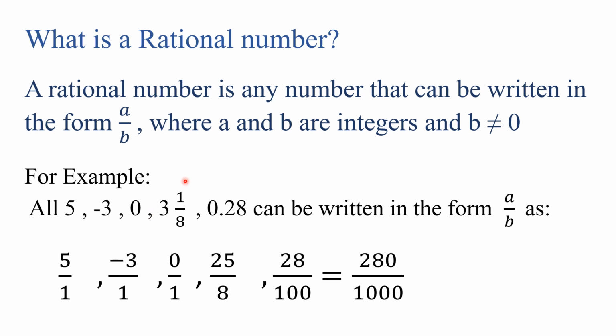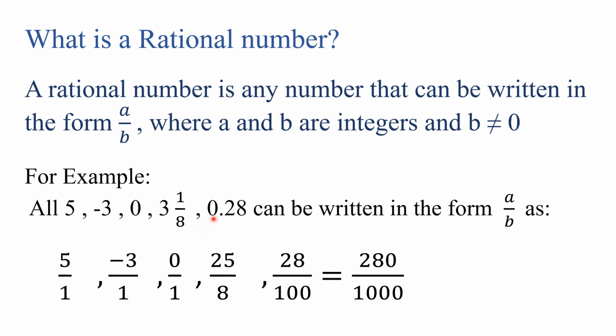Now, we have 3 and 1 over 8. So we will convert it from a mixed number to an improper fraction. How? We fix the denominator 8 and we multiply 3 and 8, and then we add the numerator 1. 3 times 8 equals 24. Adding 1 equals 25. So we converted 3 and 1 over 8 to 25 over 8.